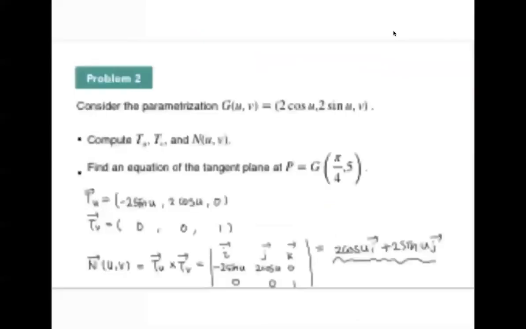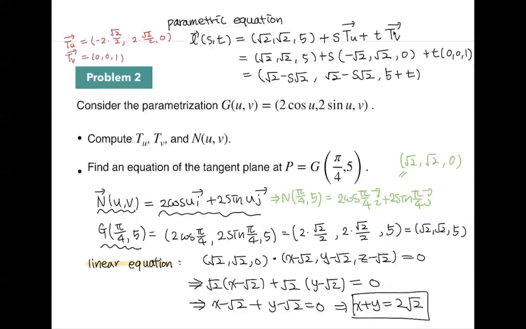This is the last problem. I will record one more video, and in that video I will review all the concepts and problems we talked about before to prepare for the midterm exam. Okay, I will stop here.